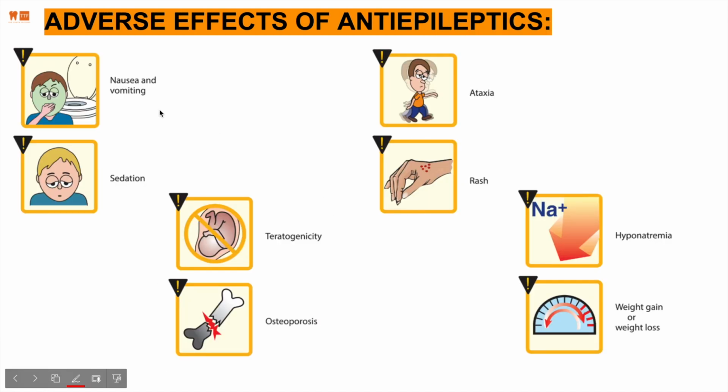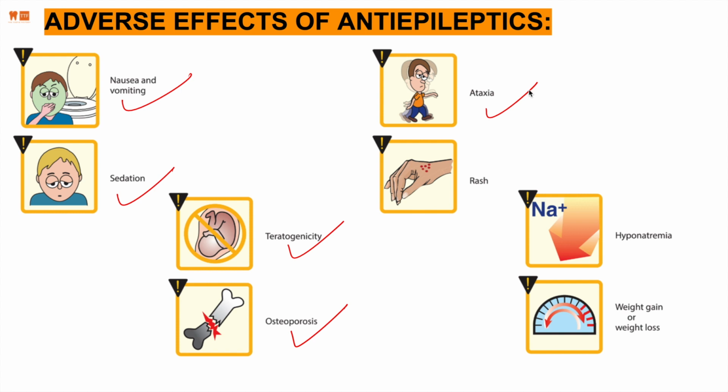Adverse effects of anti-epileptics: nausea, vomiting, the king of side effects. Sedation because CNS is depressed, teratogenicity such as valproic acid. Osteoporosis, there's a couple drugs that we did talk about that cause osteoporosis, systemic diseases. Ataxia, which is just not being able to move with coordination of the brain. Rashes is one. Hyponatremia is another side effect. Weight gain or weight loss can both occur due to systemic side effects.